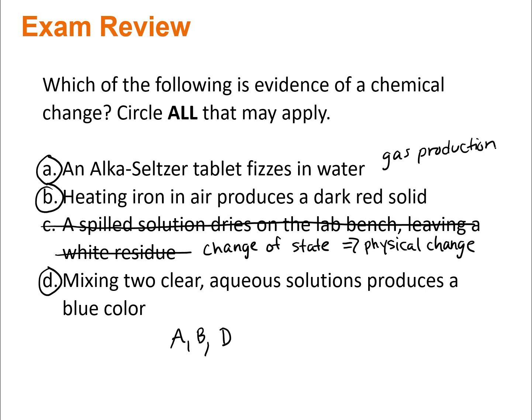Not just the heat, but the way that it's worded. So you're heating iron in air. Remember that air is a bunch of gases. So air is a chemical. So you're heating two compounds together and you're producing a dark red solid. That's describing a chemical reaction. You're taking two things and combining them to make something new. And that something new is red. So there's a color change too.